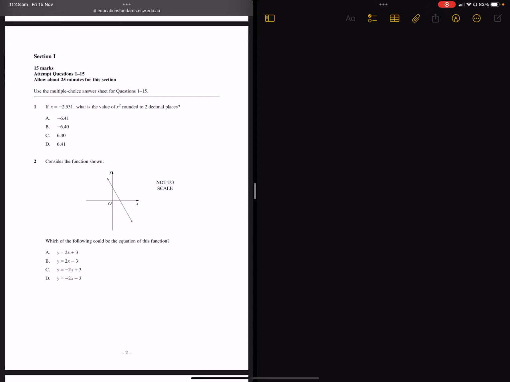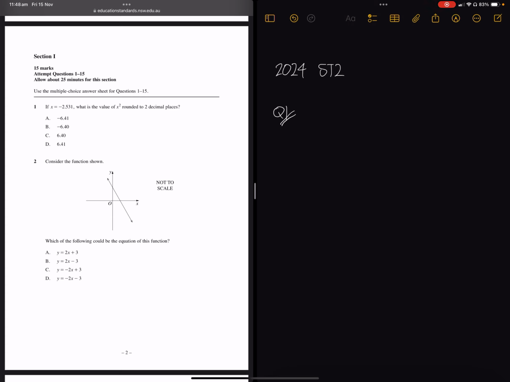Okay, so we're going to have a look at the first 5 questions from the 2024 Standard 2 Maths paper. So we'll start with question 1. For question 1, we're told if x is minus 2.531, what's the value of x squared?